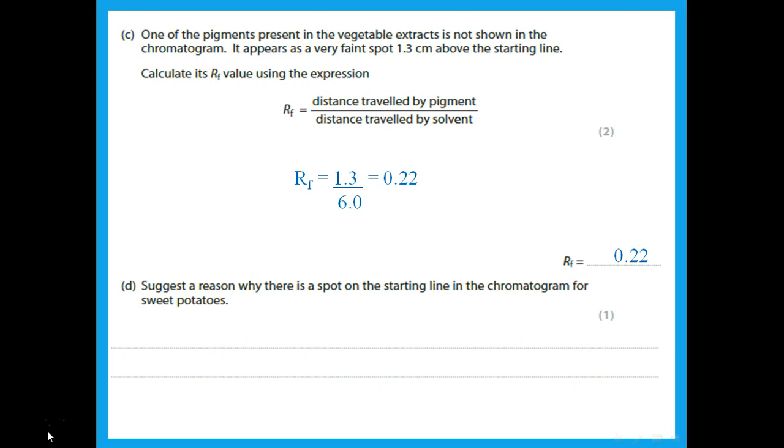Okay, do you understand how to get RF value? Now, the reason why there is a spot on the starting line in the chromatogram for sweet potatoes: sweet potatoes has a spot that did not go up at all. If a spot did not go up at all, that means the pigment does not dissolve in the solvent, or that specific dye, that color, does not dissolve in the solvent.